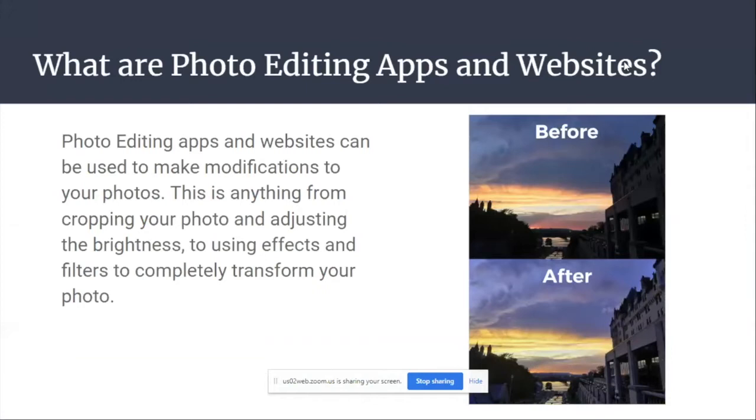Photo editing apps and websites are anything that can be used to make modifications to your photos. This can be anything from cropping your photo, adjusting the brightness, using effects, and using filters to completely transform your original photo. On the right here, you see a before and after picture, how the picture was before and how it is after. So photo editing can do some pretty cool things to your original photo.